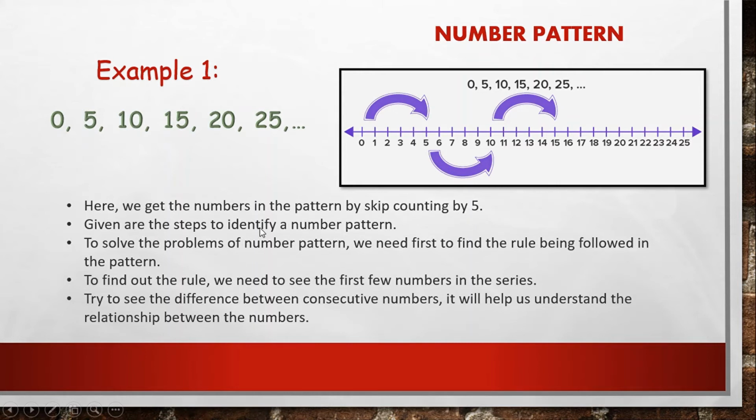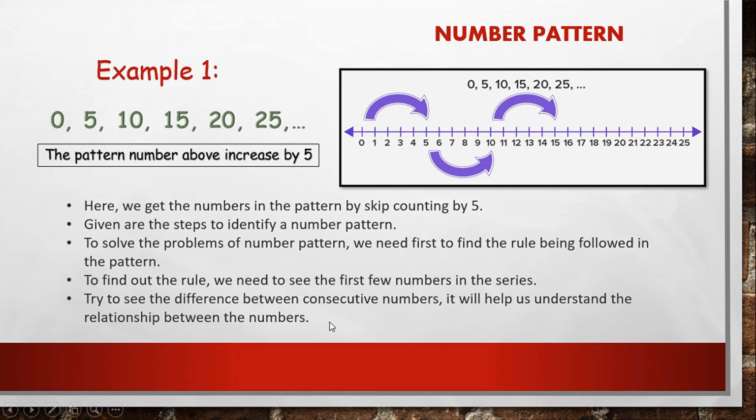Given are the steps to identify a number pattern. To solve the problems of number pattern, we need first to find the rule being followed in the number pattern. The rules may be add, subtract, multiply, or divide. To find out the rule, we need to see the first few numbers in the series. Try to see the difference between consecutive numbers. It will help us understand the relationship between the numbers.